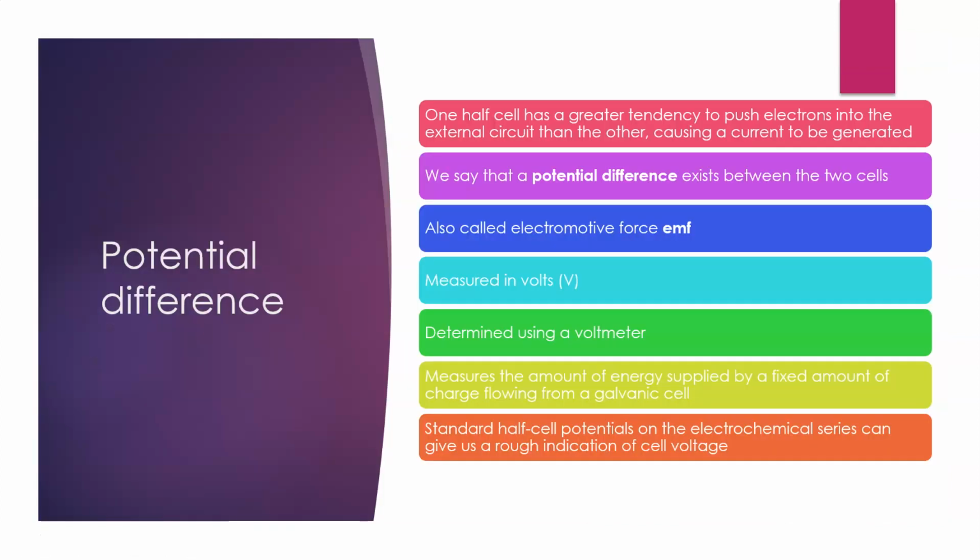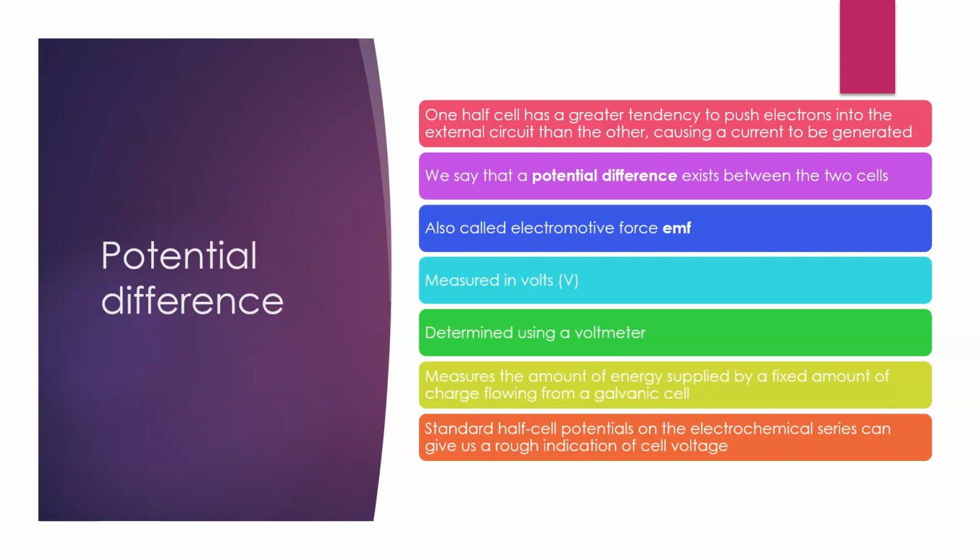So the potential difference when we talk about a cell is all about the difference between the two half cells, their different reaction potential. One half cell will have a greater tendency to push electrons into the external circuit than the other, causing the current to be generated. This is of course going to be our anode, i.e. it will be the strongest reductant. It will be oxidized because it wants to push those electrons away.